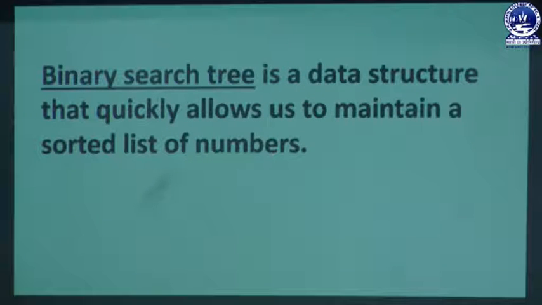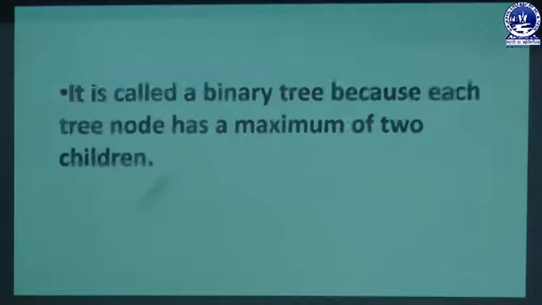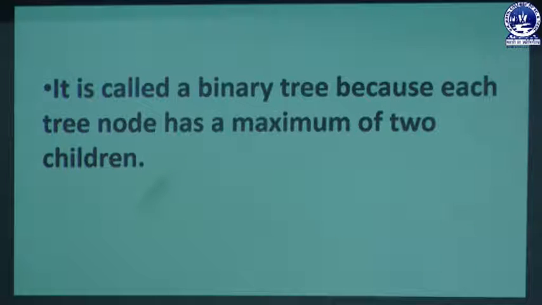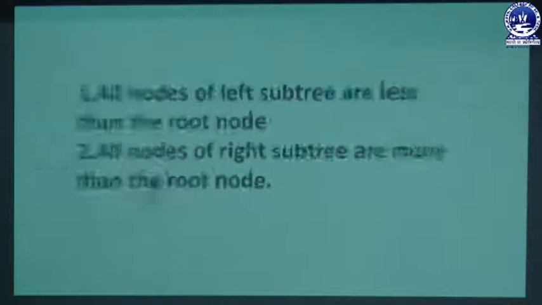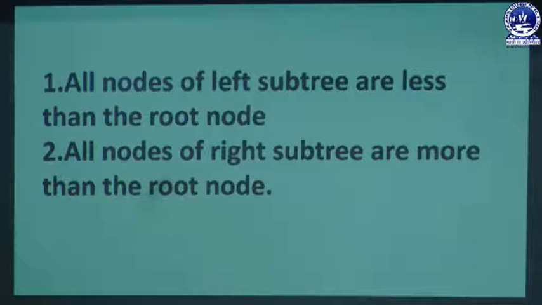Then we will discuss about binary search tree. Binary search tree is a data structure that quickly allows us to maintain a sorted list of numbers. In the previous class I have already discussed about binary search, and in the binary search we have used binary search tree. The same concept is used here. It is called a binary tree because each tree node has a maximum of two children, and it is called a search tree because it can be used for searching. That's why.